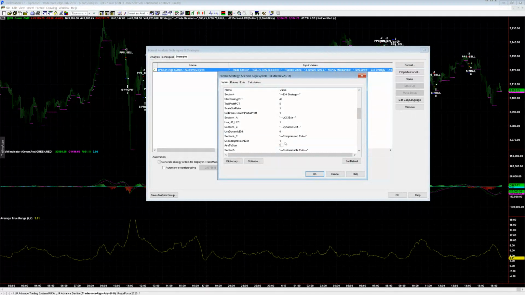You don't have to optimize it. When you optimize something, you're asking TradeStation to back test every single trade for the period that you're asking for and to come up with the most profitable solution. And the difference is maybe in certain cases that the most profitable solution over time isn't the best solution because there's too much risk and too many drawdowns.